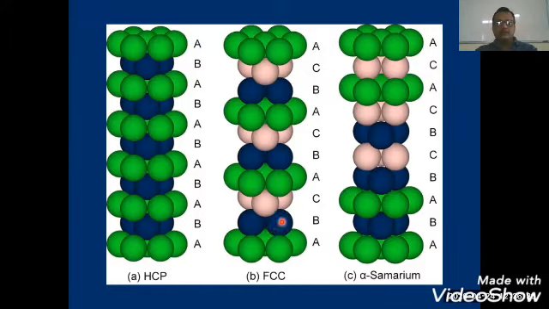So green layer, blue layer, white layer, then again green layer. So if you start from blue layer, we have the white layer, we have the green layer, again a blue layer. So this layer is exactly at the top of the second layer. So this type of arrangement is called ABC, ABC, ABC type. So hexagonal closed packing will give hexagonal unit cell, and cubic closed packing will give FCC unit cell.